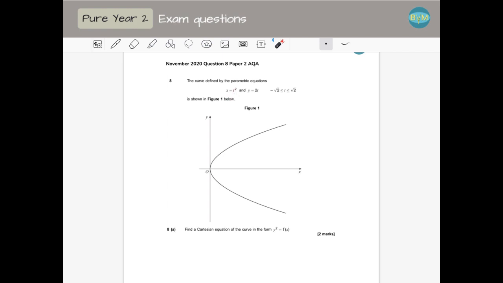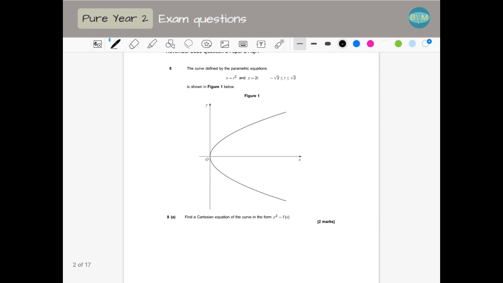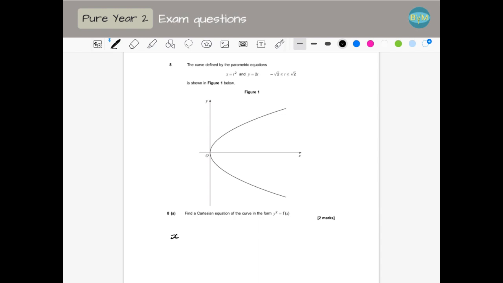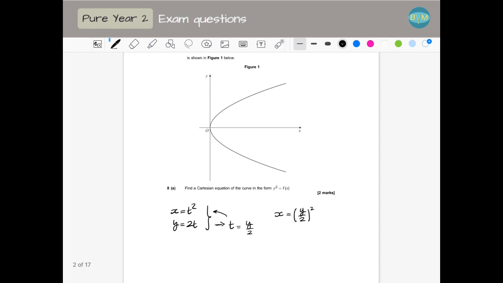So we are going to eliminate t between these two equations. It's like solving simultaneous equations, remember. So I have x is t squared, y is 2t. In the easiest one, I'm going to make t the subject, so t is going to be y divided by 2, and then I'm going to substitute in the other one. So I have that x is t squared, and they asked me to write in the form y squared, so I'm going to just make y squared the subject. So this means that y squared is 4x, and that's the expression that we need to find.